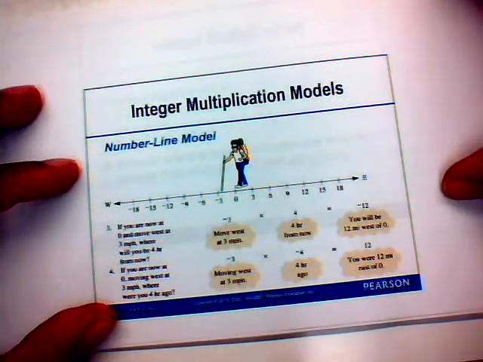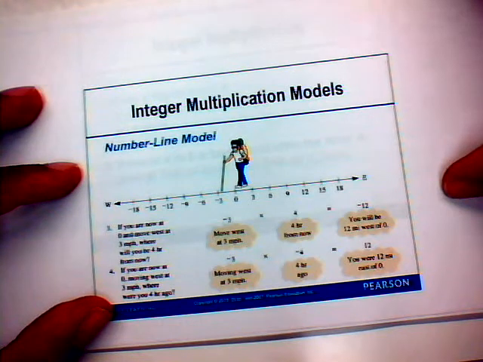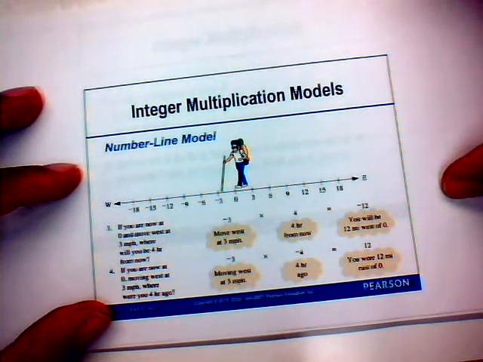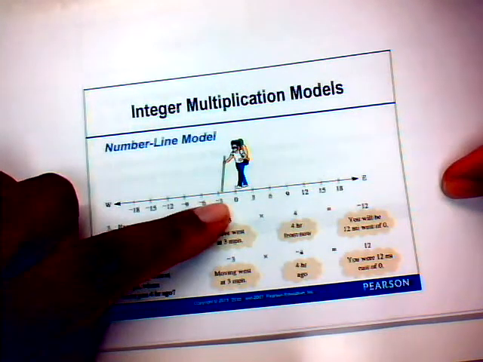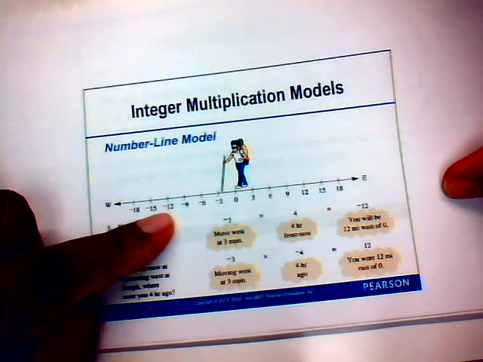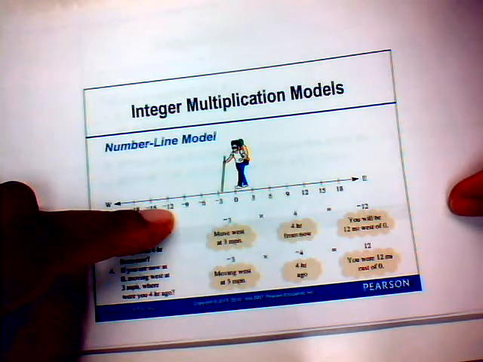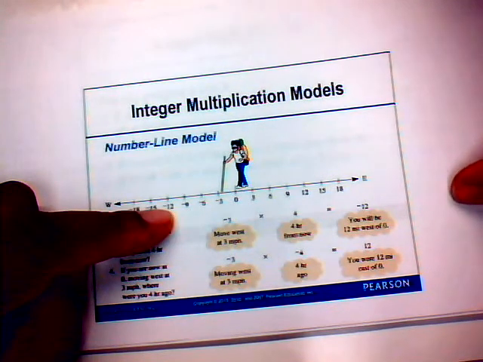Another way: if you move west at 3 miles per hour, where will you be 4 hours from now? Moving west at 3 miles per hour, that means 4 hours from now, you'll be at negative 12. So you'll be 12 miles west of 0.